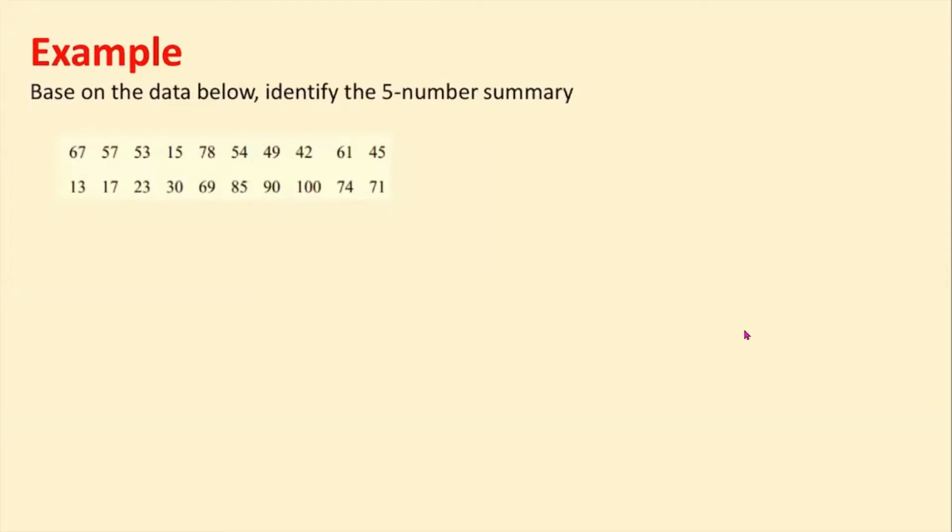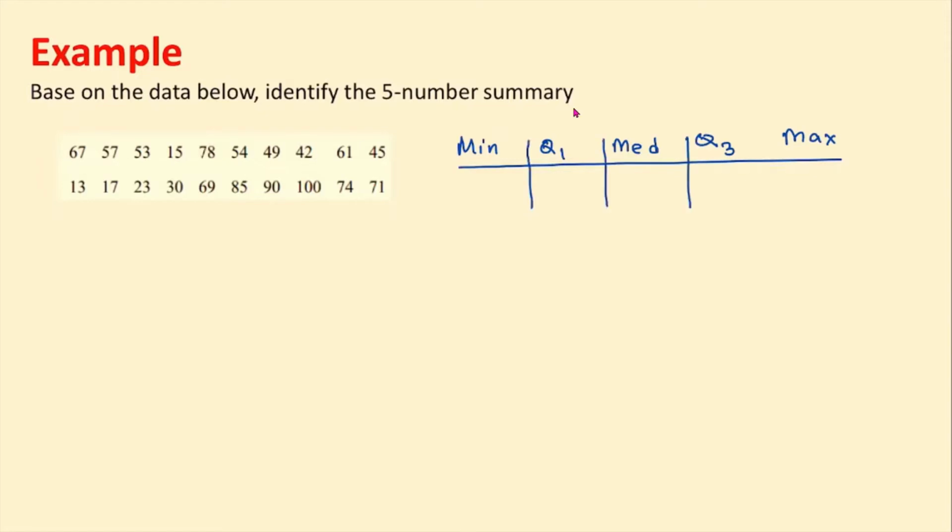So here is next example. Based on the data below, identify the 5-number summary. So again, we are looking for those 5 values. That is, we are looking for the minimum, Q1, median, Q3, and then maximum. So let me quickly make this table so that we can write down these values here.